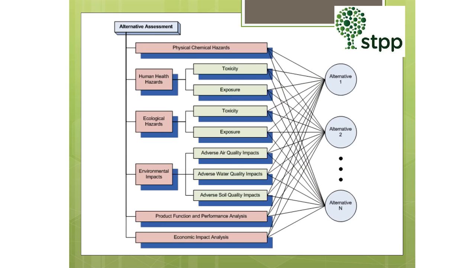Multi-criteria decision analysis, this is the model that we built at the Sustainable Technologies and Policy Program. And you'll start to see the complexity here of what we're trying to put together. So here, let's say we have multiple alternatives. We're comparing physical chemical hazards, human health hazards, ecological impacts, environmental impacts, so that's media impacts versus, as my colleague referred to them, the bugs and bunnies, product function and performance analysis, and economic impact analysis. So here you've got heterogeneous data that is really not comparable. How do you go about factoring all that into a decision? This is the high-level piece.